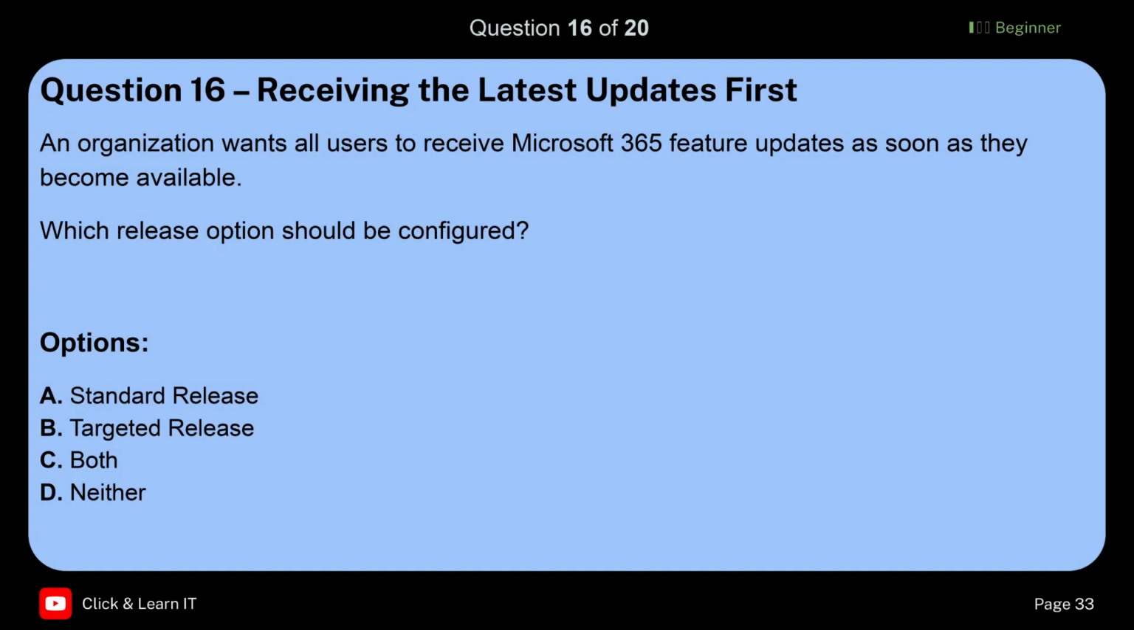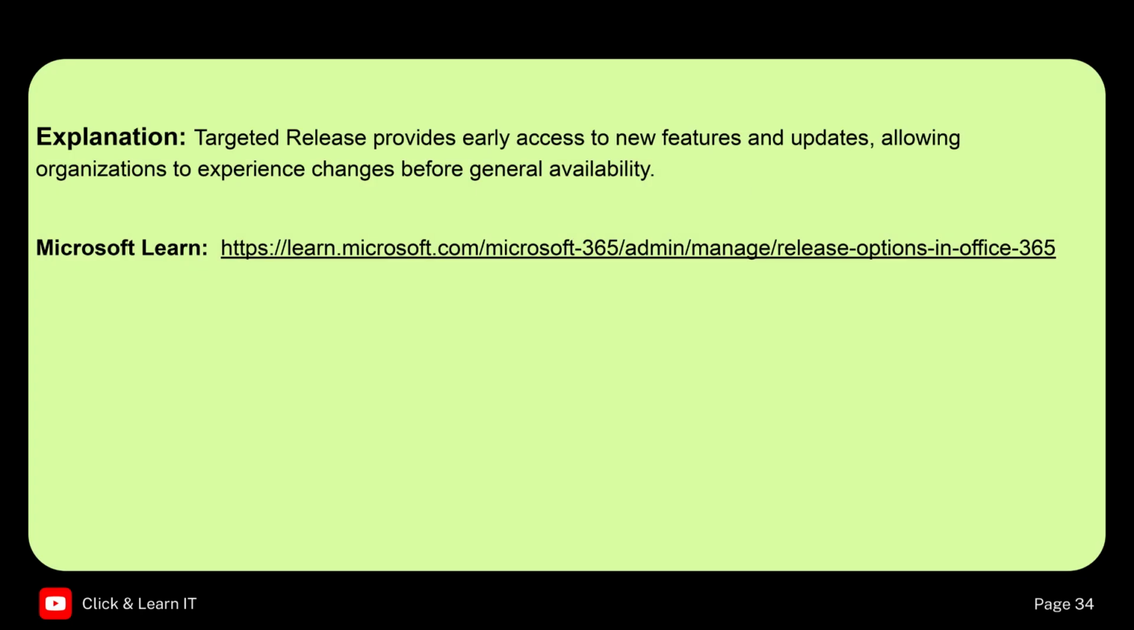Question 16. An organization wants all users to receive Microsoft 365 feature updates as soon as they become available. Which release option should be configured? The correct answer is B, targeted release. This option grants early access to new features and updates before general availability.